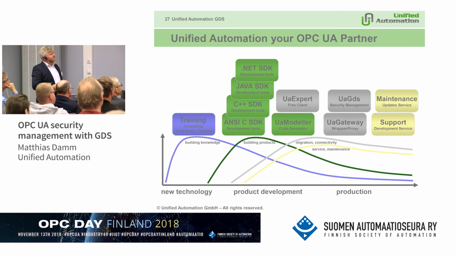But we also have tools like UA Gateway. It's a protocol converter between classic OPC and OPC UA, which is a very important tool especially for the transition phase from classic OPC to OPC UA. But also UA GDS, for the operational phase of products, is a very important component in the future, especially if you do bigger rollouts of OPC UA with a lot of clients and servers in one environment.